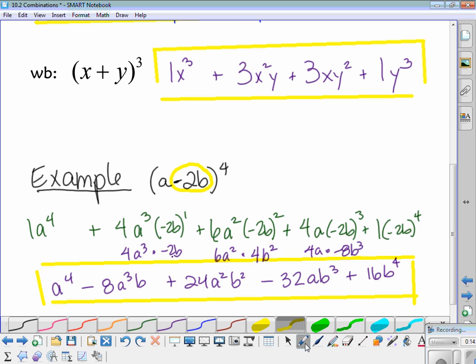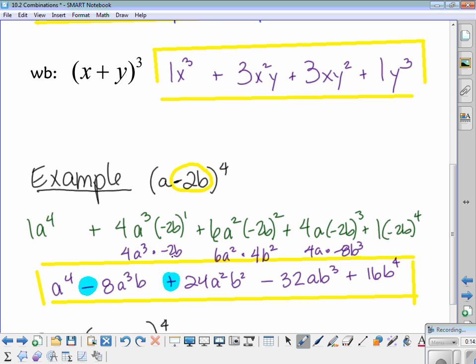Do you notice what happens with our signs? They end up alternating, and that's always going to be the case when you have a minus sign, because when the exponent's odd, it's going to be negative. But if the exponent's even, it's going to be positive. So that's always going to happen where it alternates like that.